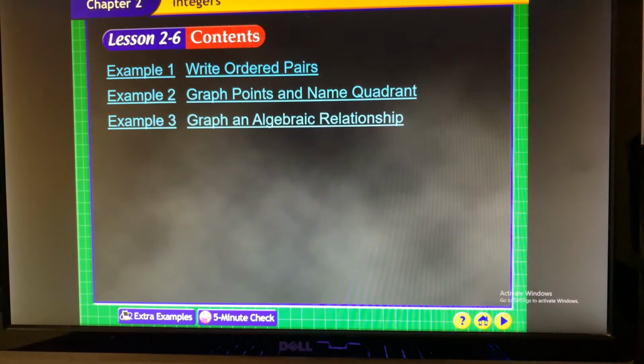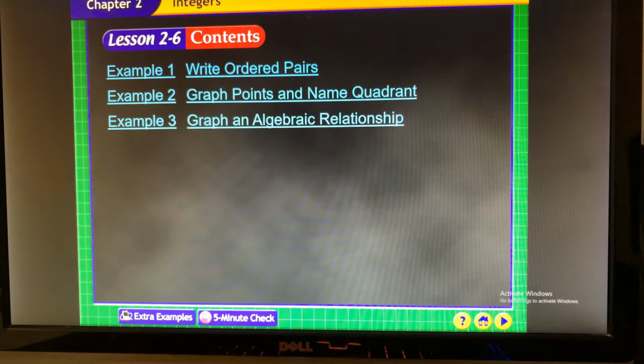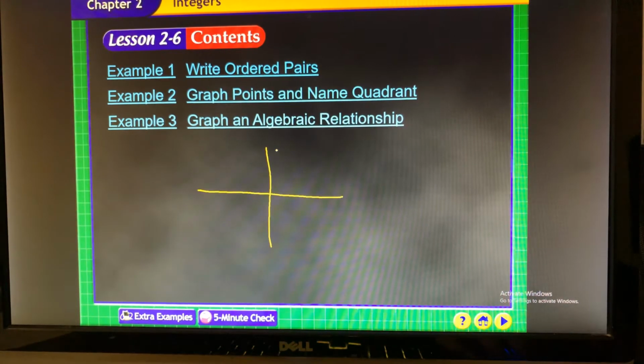Okay, this is the last section for lesson 2.6. So in chapter 1, we did graphing ordered pairs 2, but remember we only worked in quadrant 1. And remember I showed you that there were 4 quadrants that we would eventually be working with.